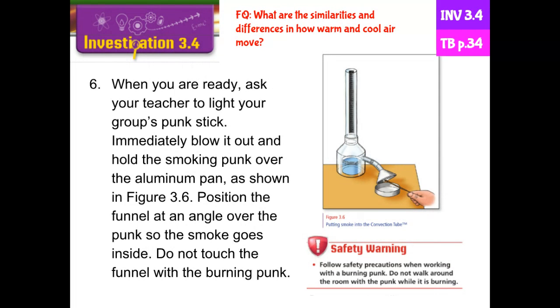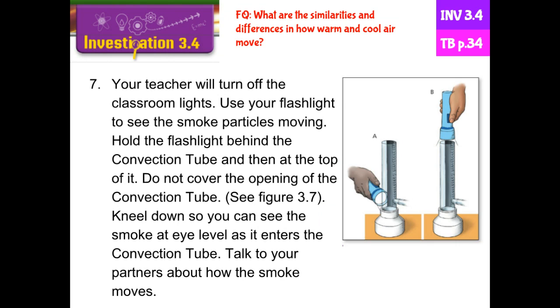When you're ready, your teacher will light your punk stick, and then you're going to allow the punk stick to smolder, and that smoke will enter the container, and you can observe where the air is moving. A flashlight helps. You can see the smoke a little bit better, and you can see the particles moving. You're going to hold the flashlight behind the convection tube and on top of the convection tube to see the movement of the smoke.